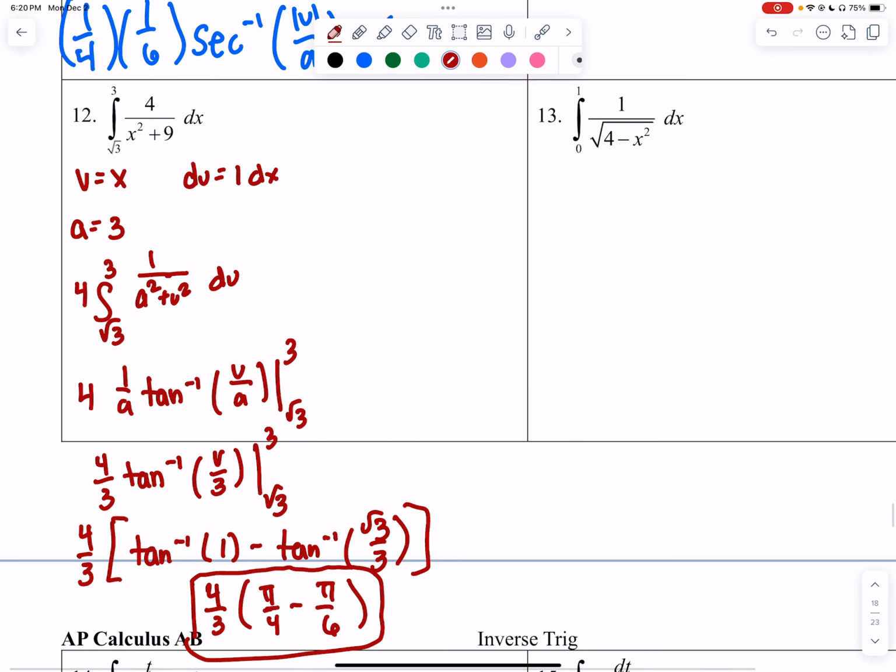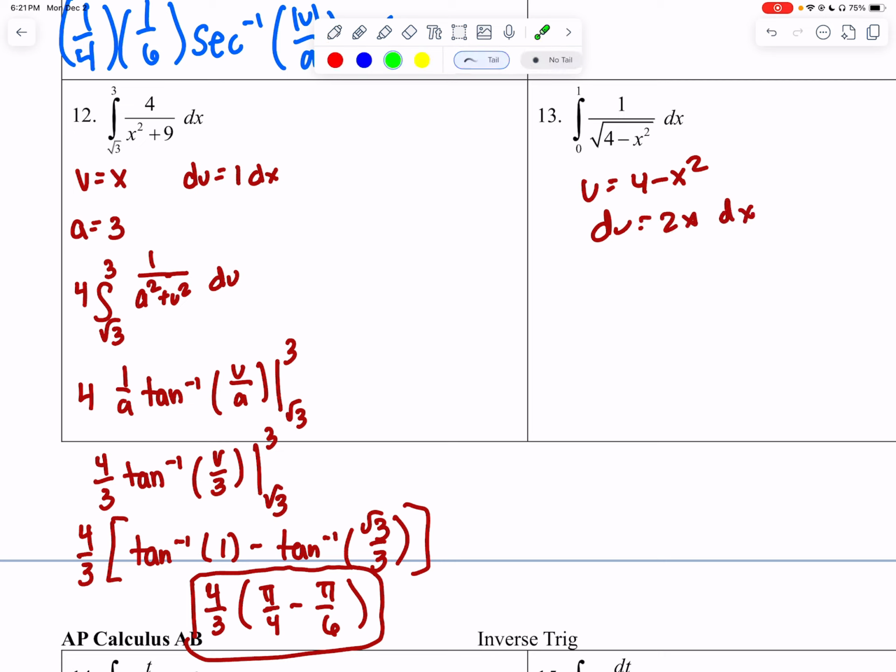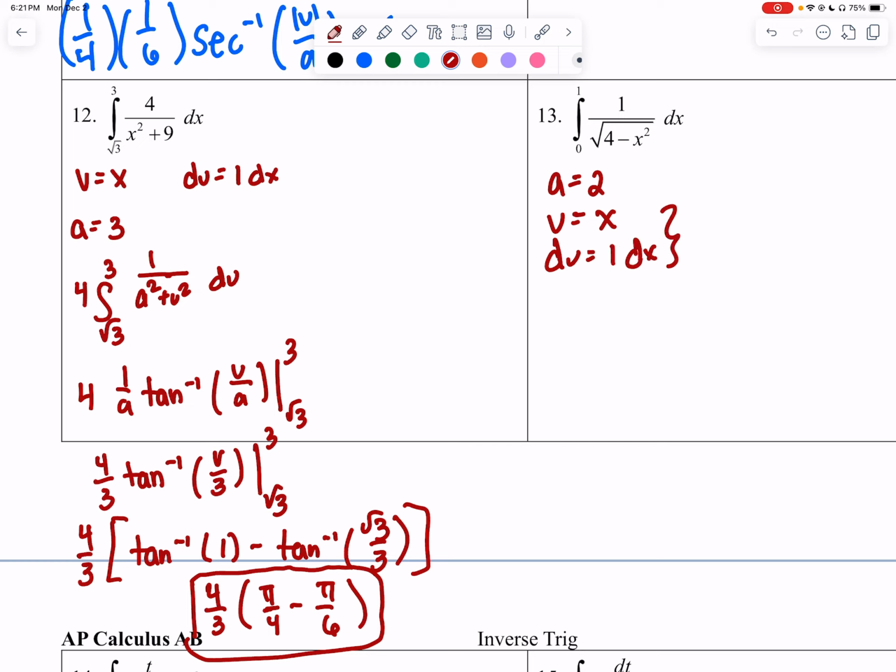Alright, same thing for 13. We are going to think about whether I have to use inverse sine or regular u sub. If I were to do regular u sub, I'm going to get u to be that, but then du is going to be 2x. I don't have an x to cancel out, so here we're going to have to use inverse sine. A is 2, u is x, so then if u is x, then du is just going to be 1, which means that we have the same bounds.